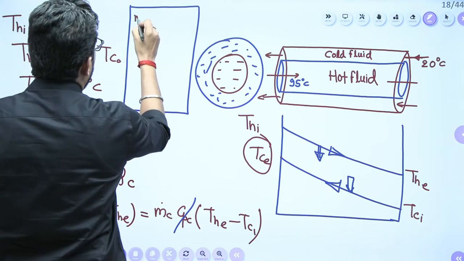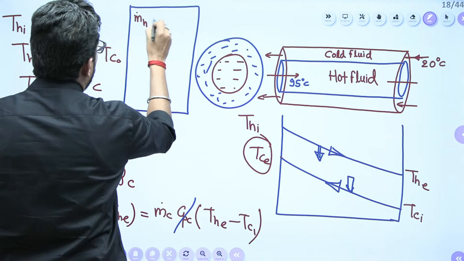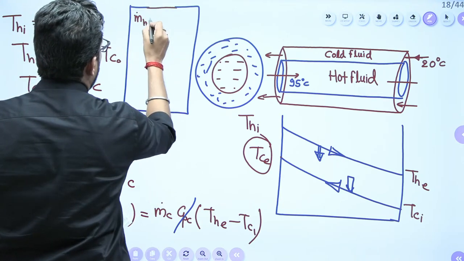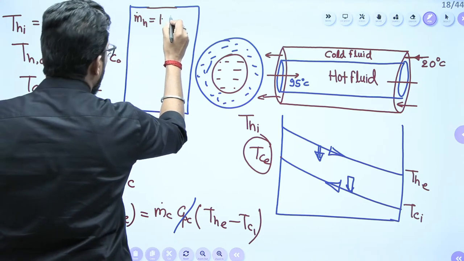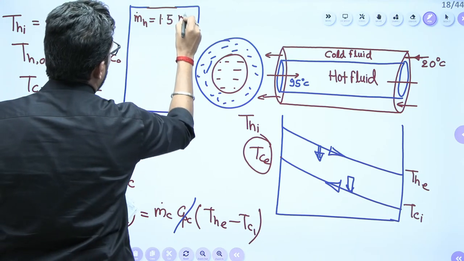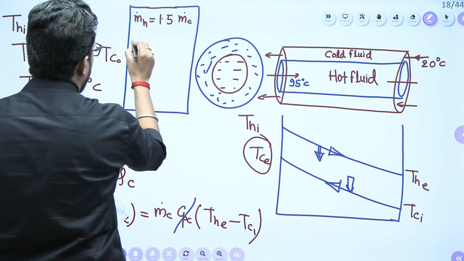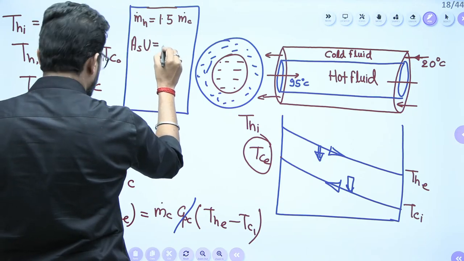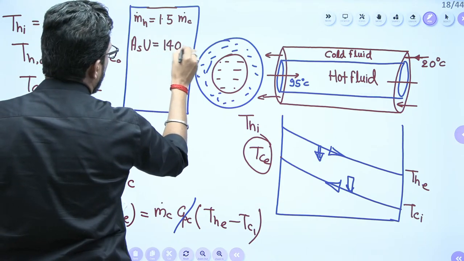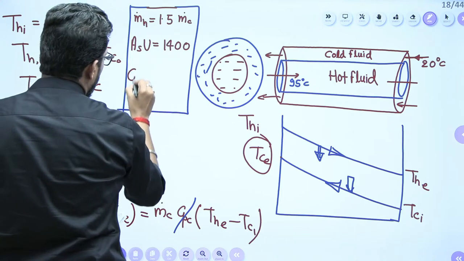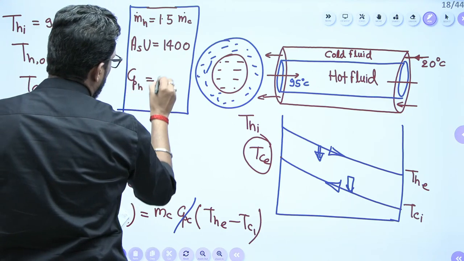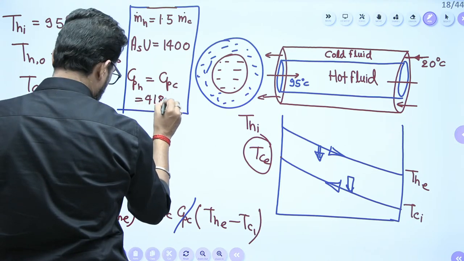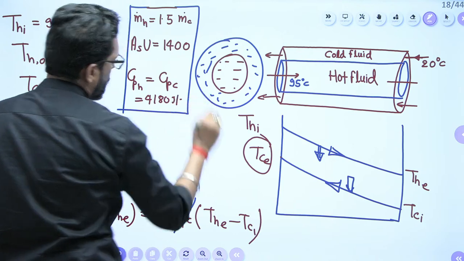Mass flow rate of the hot fluid is equal to 1.5 of mass flow rate of the cold fluid. It is given. And surface area into overall heat transfer coefficient is equal to 1400. It is also given. And Cp of the hot fluid is equal to Cp of the cold fluid, 4180 joule per kg Kelvin. It is also given.